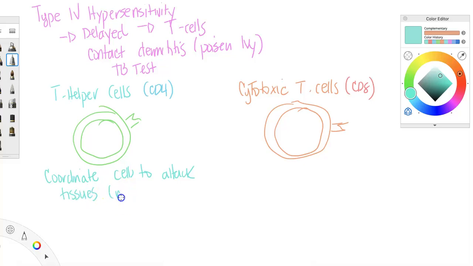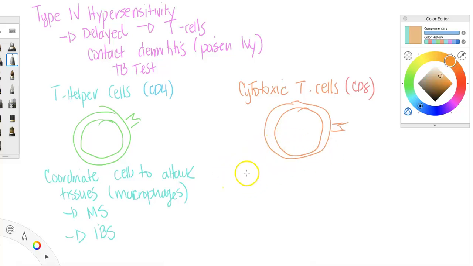So we're talking about macrophages. So MS, or multiple sclerosis, comes from this. IBS, inflammatory bowel disease, is a result of T helper cell malfunction.